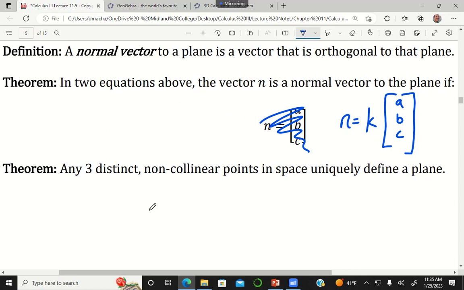So any vector that is parallel to a normal vector is a normal vector. And then the last thing I have to say down here is that any 3 points in space will define a plane as long as they're not all collinear, right? If all your points lie in the same line, then you could have infinitely many planes that pass through that line. But if you are given 3 points in space, there's only one plane that passes through all 3 of those points.